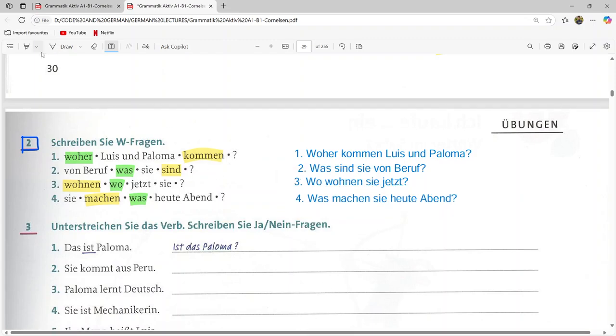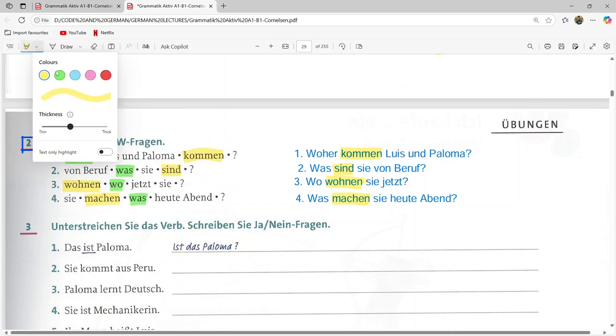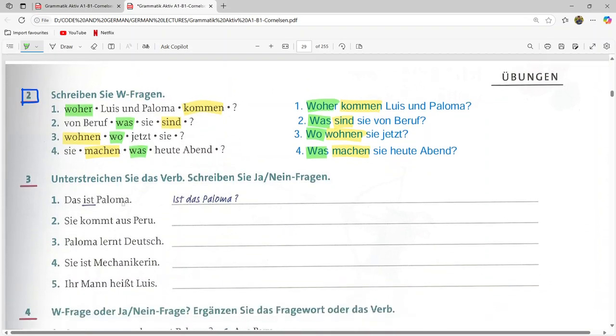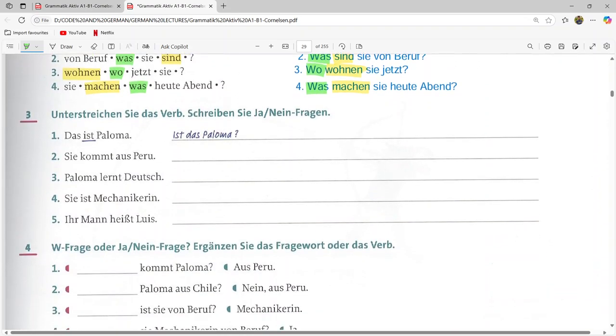So let's recap. The verb is in position 2, position 2, position 2 and position 2. The W-Frage is in position 1, position 1, position 1 and position 1. Okay, done. We move on to the next task.